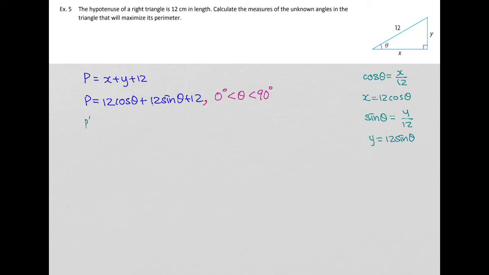So P prime will become 12 times the differentiation of cosine, which is negative sine, plus 12 times the differentiation of sine, which is cosine. The constant 12 will become 0. So you will get negative 12 sine theta plus 12 cosine theta. And then we let P prime be 0 to find the critical points.